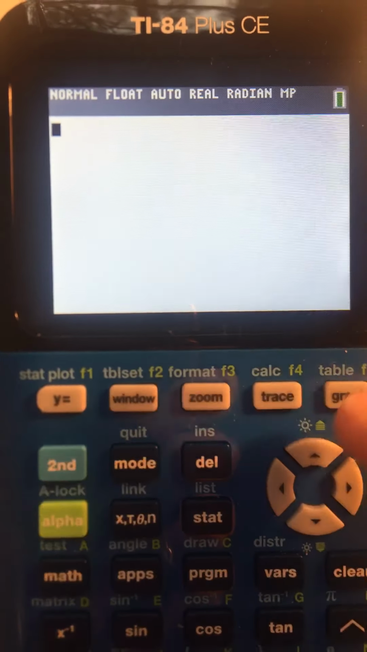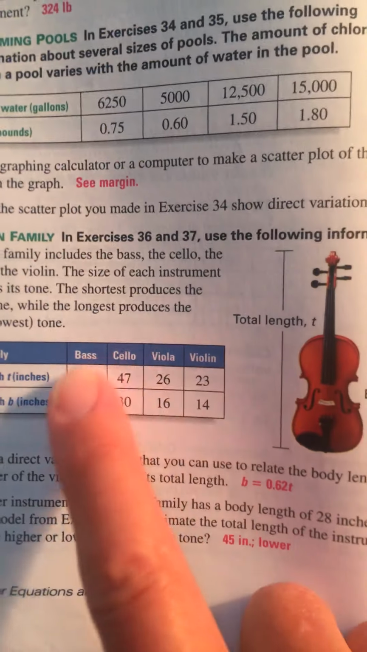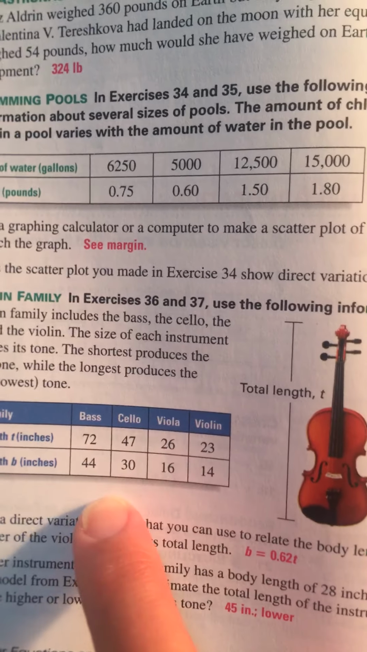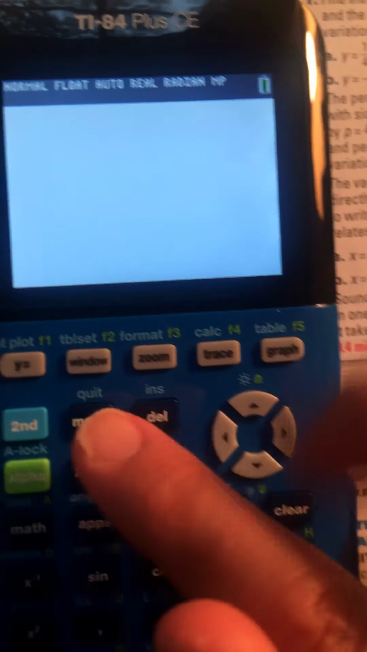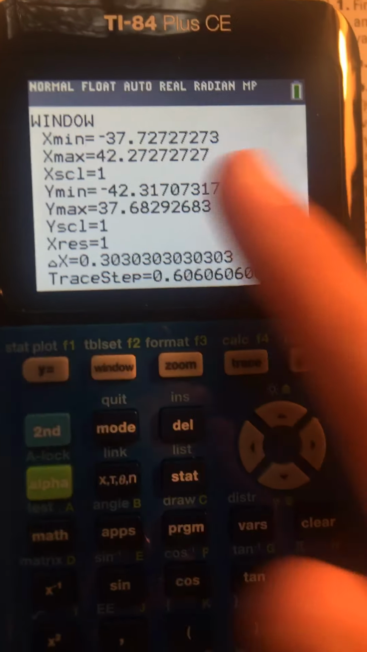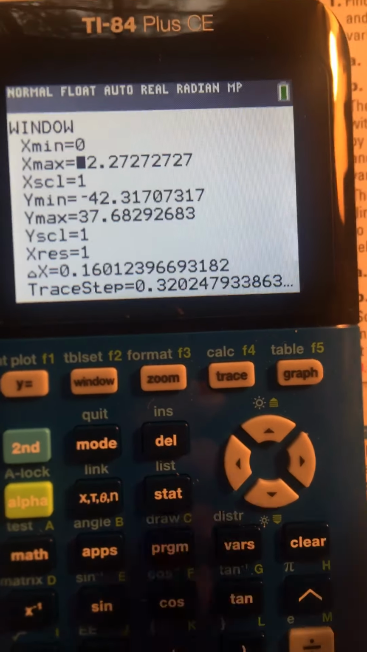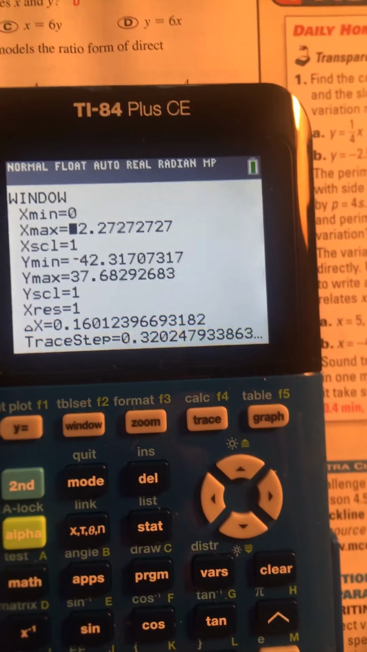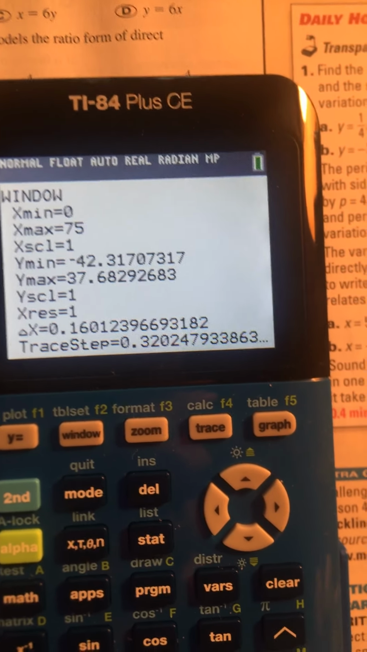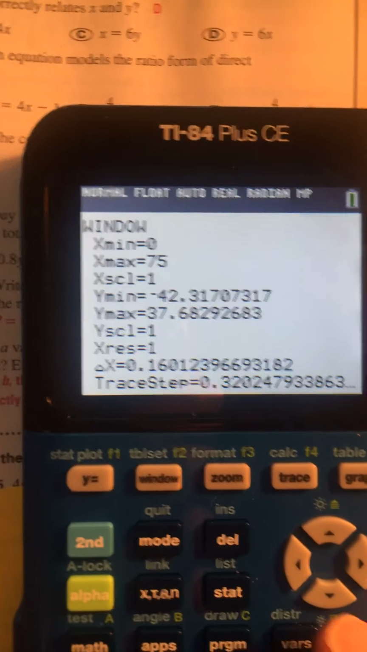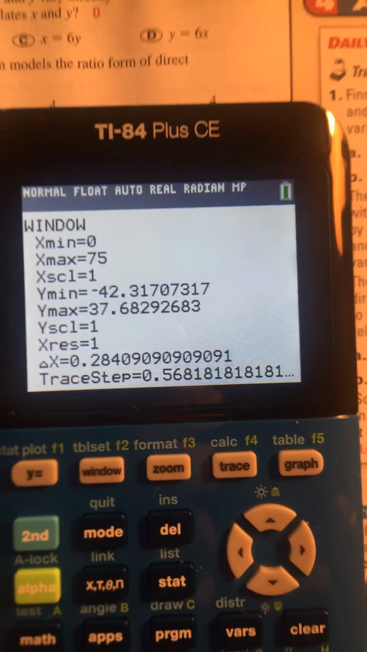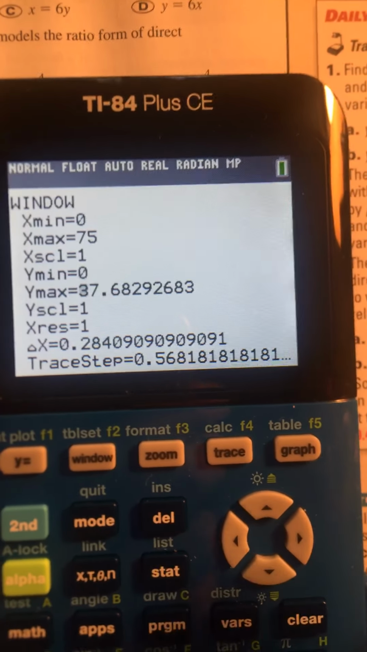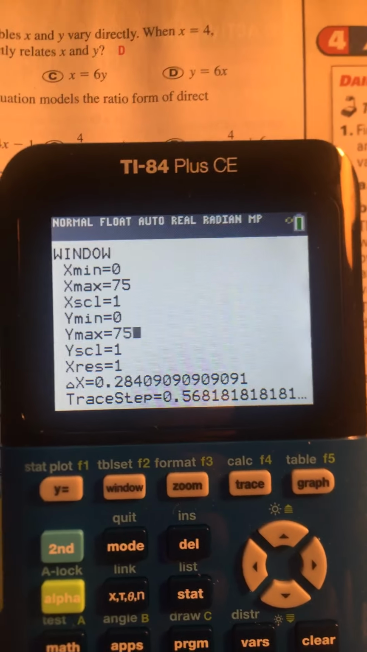Second mode is quit. The next thing is I got to make sure my window, I don't have any negative numbers, and the biggest number is 72. So I'm going to go to Window, and I'm going to make my x minimum 0. My maximum we'll make it 75, since 72 is my biggest. Scale 1, that's all right. My y minimum could be 0 because I don't have any negative numbers. And my y maximum could also be 75. So that should give me a good window.